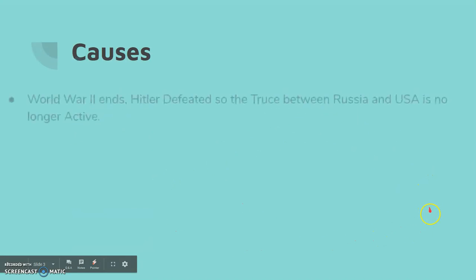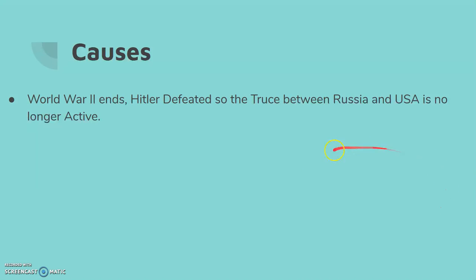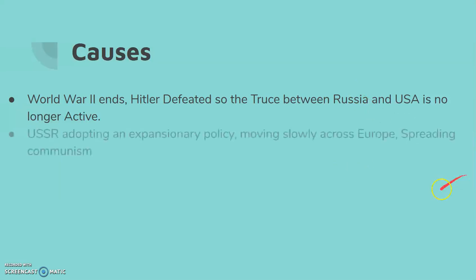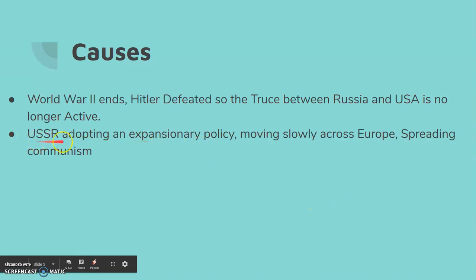Alright, so why don't we take a look at the causes? Well, one of the major defining causes, because it technically starts in 1945 when World War II ends and Hitler was defeated, so the truce between Russia and the USA is no longer active because they no longer have a common enemy, so they're back at being enemies themselves. The USSR, or Soviet Russia, adopted an intensive policy about expanding, and so they slowly moved across Europe, spreading communism.